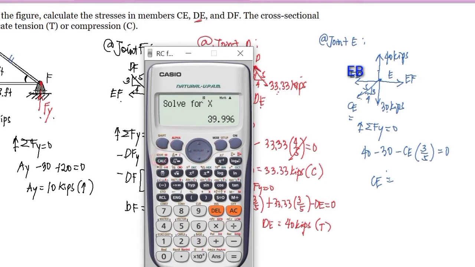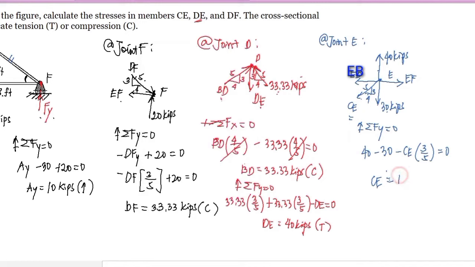Shift solve equals, and this is 16.67. So we have here 16.67 kips. Since positive yung lumabas na sagot, meaning tama yung assumption natin, that CE is in tension.